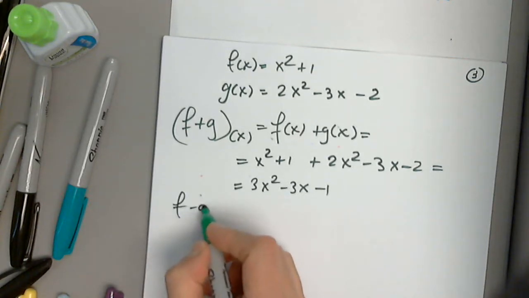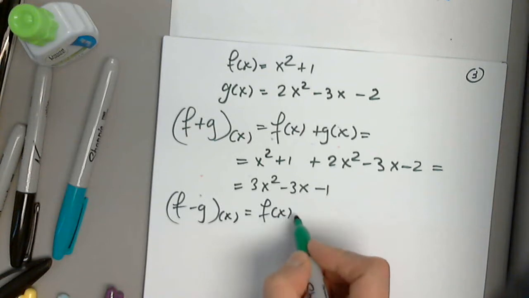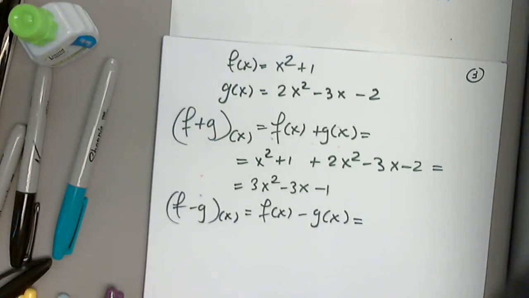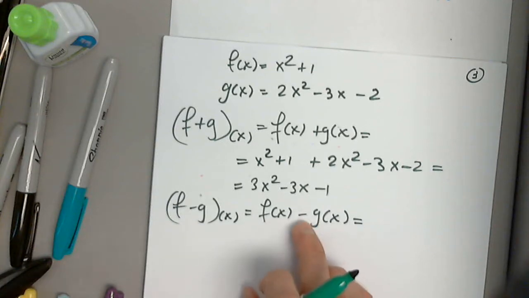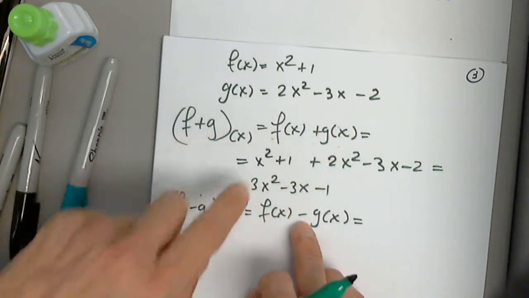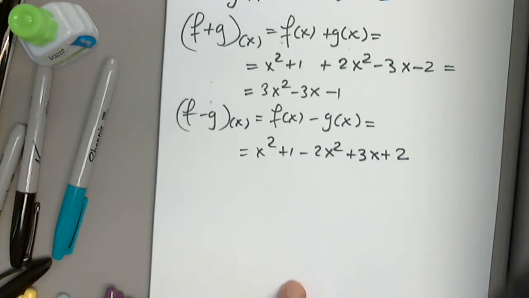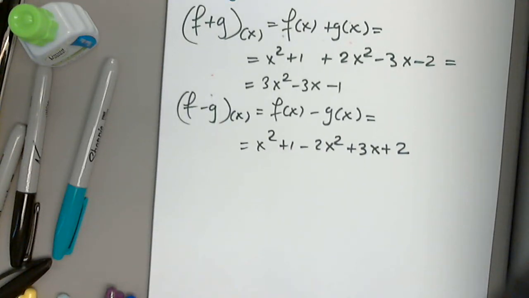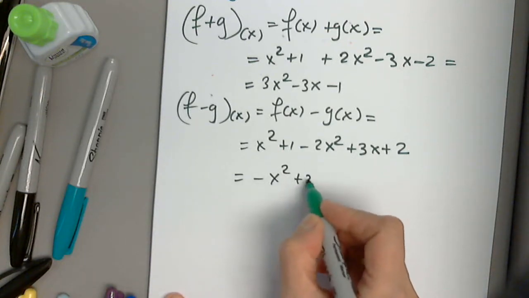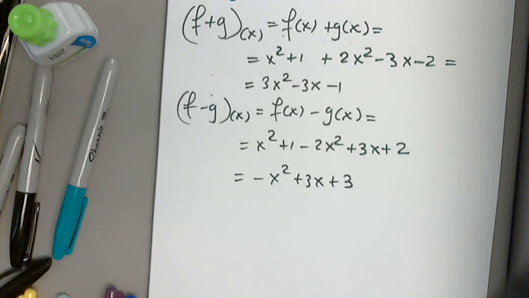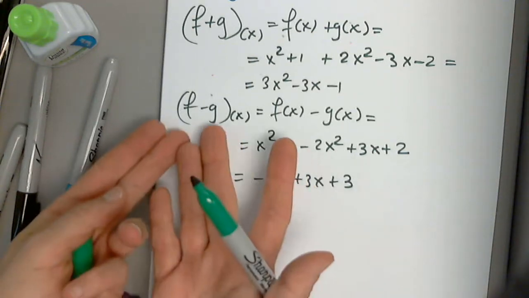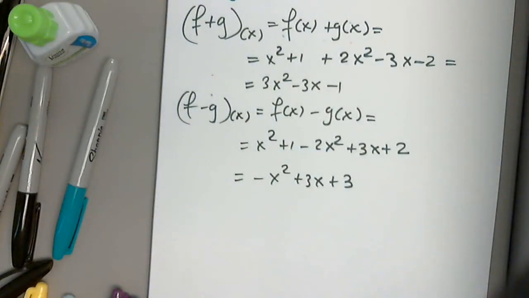Same thing for f minus g. This must be f of x minus g of x. I have to be very careful because I have to distribute the negative sign, or negative 1, to all terms in g. So this is x squared plus 1 minus 2x squared plus 3x plus 2. When I subtract function g, I have to distribute negative 1 to all terms because it's a polynomial function. Otherwise, it would have been something else. So negative x squared plus 3x plus 3. This is a new function. It was determined by subtracting the given functions.